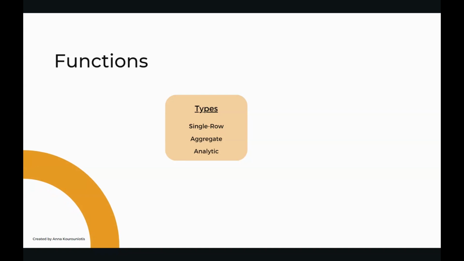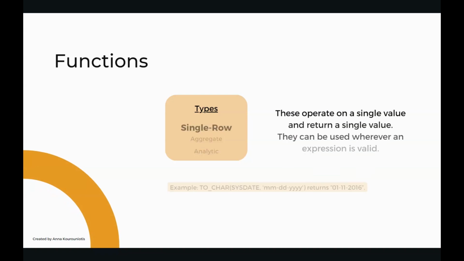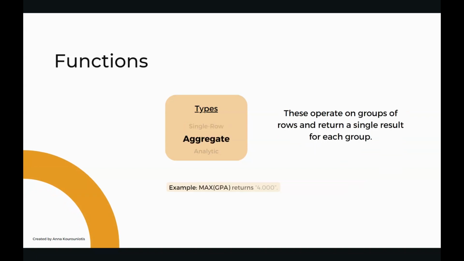Functions are special command words in SQL that manipulate data items and return a single value based on various input parameters. There are three overriding types known as single row, aggregate, and analytic, being the most complicated of the bunch. Single row functions operate on a single value and return a single value. Here's an example that converts a system date into a specific format with the month first, then date, then year, separated by a hyphen in between.